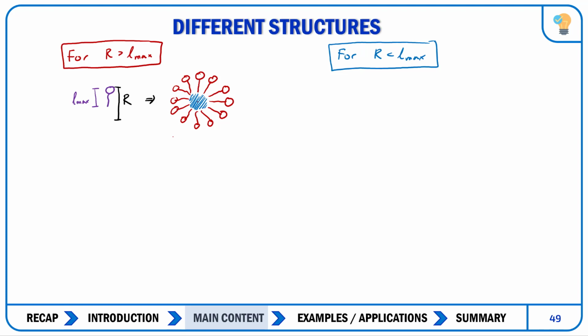So this would be considered an unfavorable conformation. Now, what happens when R is less than LC? It's pretty much what you've seen before. You now have a lipid like this. This is L max. And we're basically saying that R is just going to be a small segment of that.